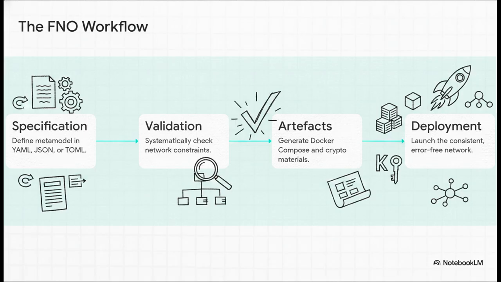Let's walk through the 4 practical steps of this workflow. First up, you write your specification. Second, and this is really where the magic happens, is validation. The tool systematically checks structural, semantic, and versioning constraints before anything else happens. Only if that passes do we move to step 3, artifact generation, where it automatically creates your Docker Compose files and cryptographic materials. And finally, step 4 is deployment. Because of that rigorous step 2, your deployment is practically guaranteed to be an error-free launch.